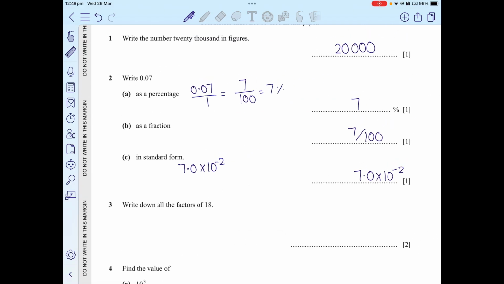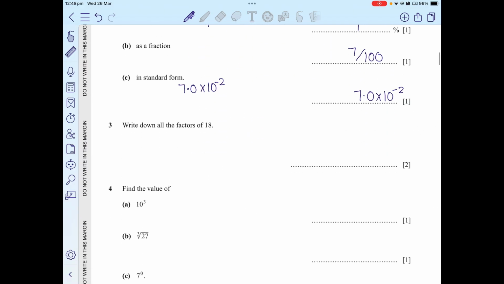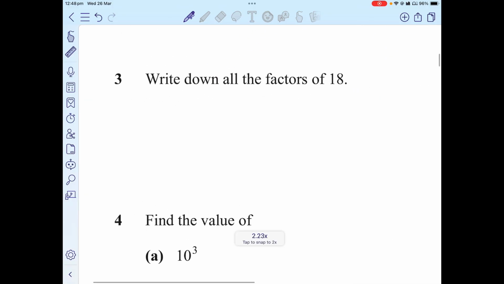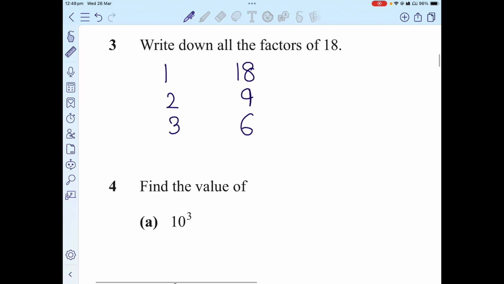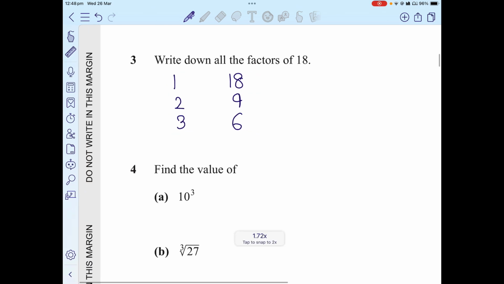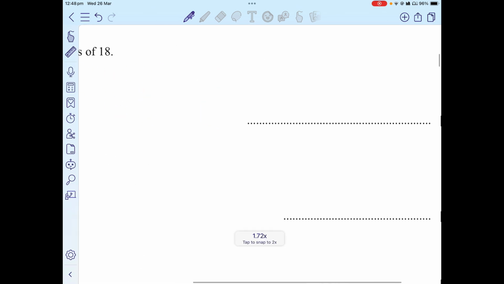Okay, so I hope these first 2 questions are clear. They were pretty easy. Now we'll move on to the third question. Write down all the factors of 18. So for example, we can write 1 into 18, so 1 and 18 are factors, 2 into 9 and 3 into 6. I advise you to write the factors like this: 1 into 18, then 2 into 9 and 3 into 6, and that's it. These would be the only 6 factors: 1, 2, 3, 6, 9 and 18.